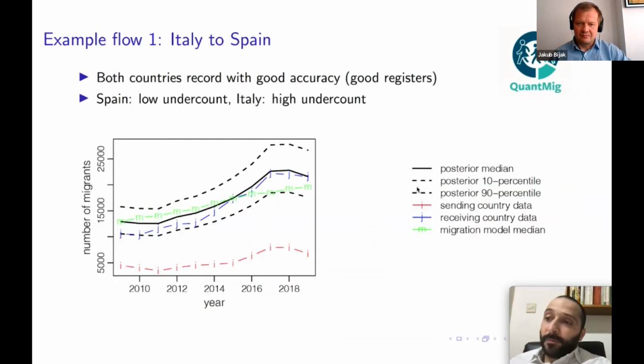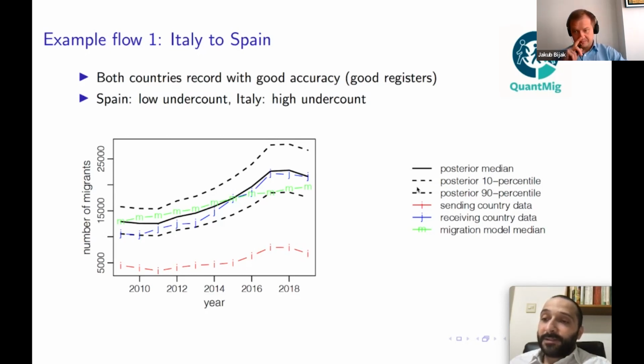To illustrate how the model performs, I will now present 3 examples of time series of migration flows. The first example is a flow from Italy to Spain. Notice that the figure, same as the other 2 figures to follow, presents the reported flow by the sending country in red, by the receiving country in blue, and those predicted by the migration model in green. Also presented is the posterior median and upper and lower 10th percentile of the true flow from our Bayesian hierarchical model, and those are in black.